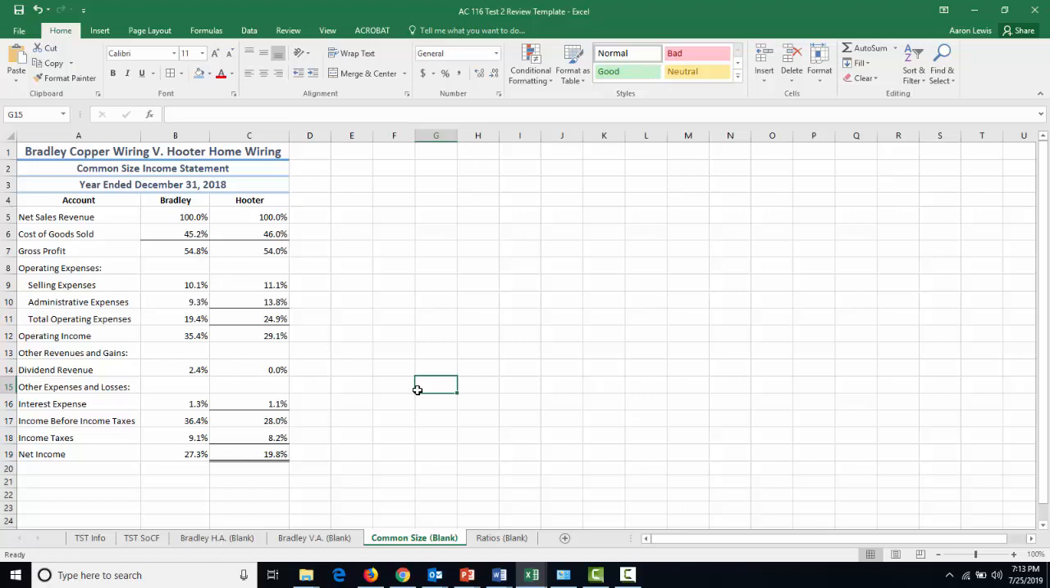But in the end, in the long run, we are turning 27.3% of our net sales revenue into income. Our competitor, Hooter, is only turning 19.8% of their sales revenue into income. And the main reason for this difference is we are better than our competitor at controlling costs. Our cost of goods sold is lower, our selling expenses are lower, our administrative expenses are lower. And that's really the big gist of why our company, percentage-wise, is more successful than our competitor, Hooter. So we should be feeling really, really good about ourselves right now.